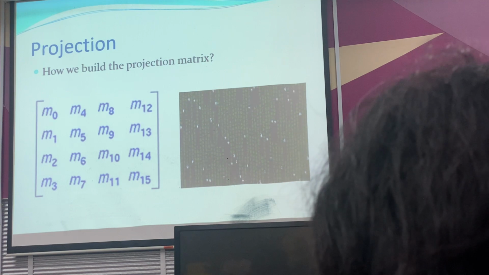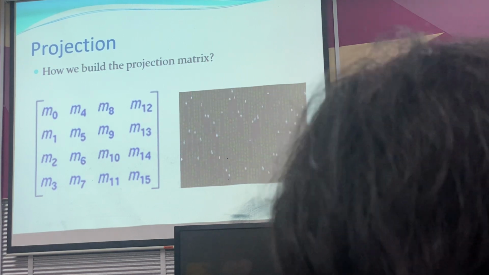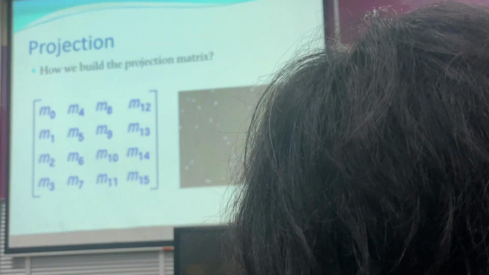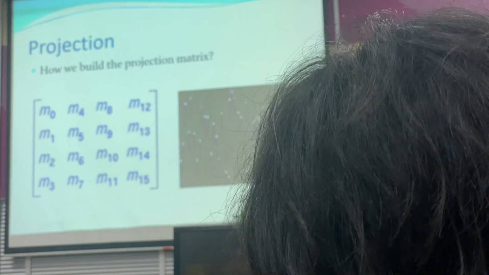Okay, how to build the projection matrix? The projection matrix, similar to your model view matrix, is also 4x4, using affine transformation with homogeneous coordinates.